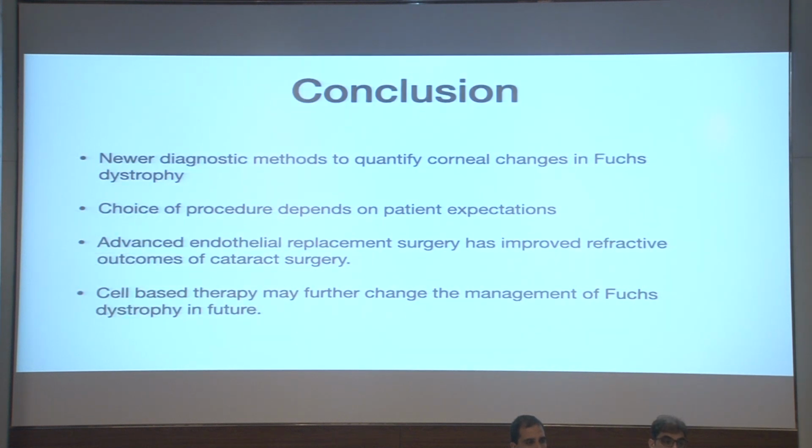So newer diagnostic methods quantify corneal changes in Fuchs dystrophy and help us monitor progression. Choice of procedure depends on the patient's expectation, how long the patient is willing to wait. And advanced techniques have definitely improved the refractive outcome. In future, the cell therapy where you culture the endothelial cells and inject into the anterior chamber is a definite possibility, and it will change the way we manage Fuchs dystrophy in future.